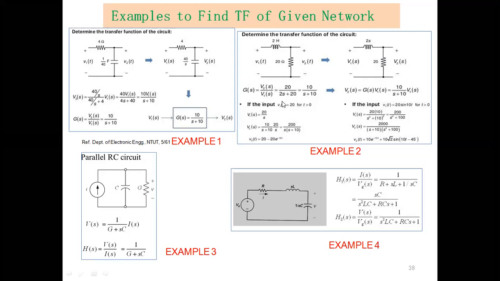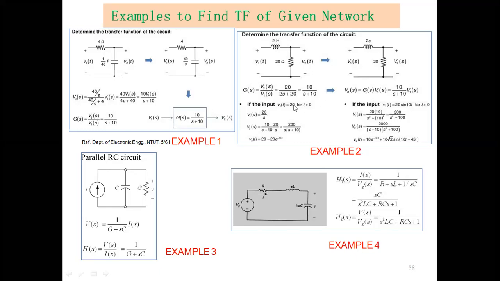You will get 20 upon 2 s plus 20. You can minimize that equation in the form of 10 upon s plus 10. You can write this equation as it is. You can put here V1 of S. यहाँ पे you will put G of S equal to 10 upon S plus 10 equal to V2 of S upon V1 of S. But if we are having, again, you can see here, you can convert that equation in which form you will be needed.